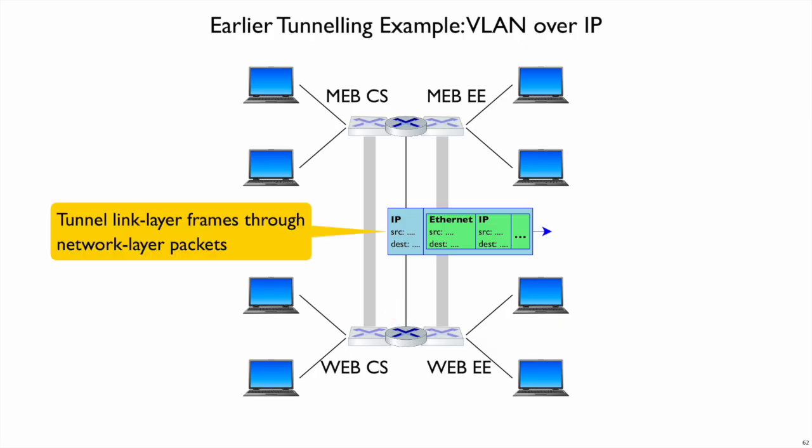This is an example of tunneling a lower level protocol, frames at the link layer, through a higher level protocol, the network layer. So in general, tunneling can work with two things that are conceptually at the same layer or at different layers. All that matters is that there's cooperation on the two ends of the tunnel.